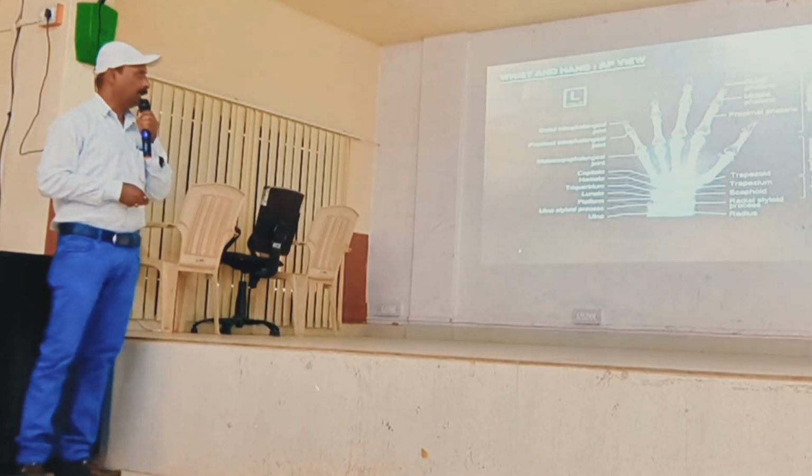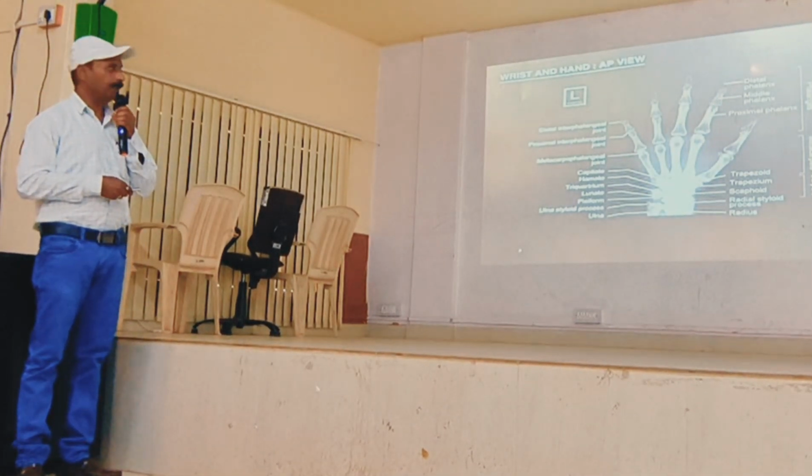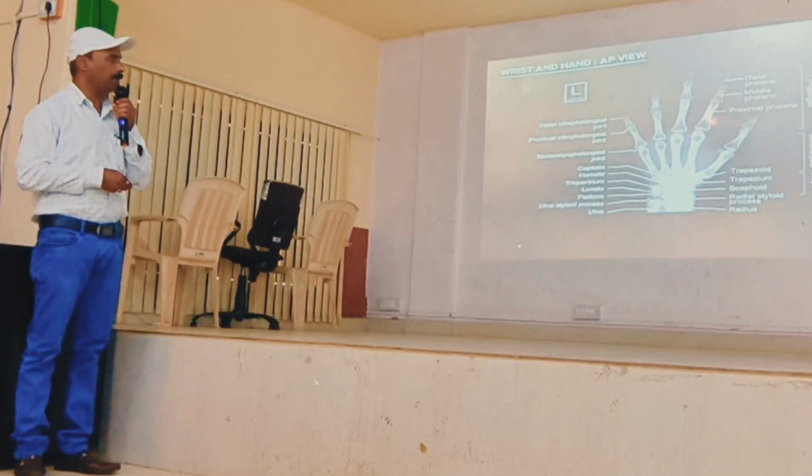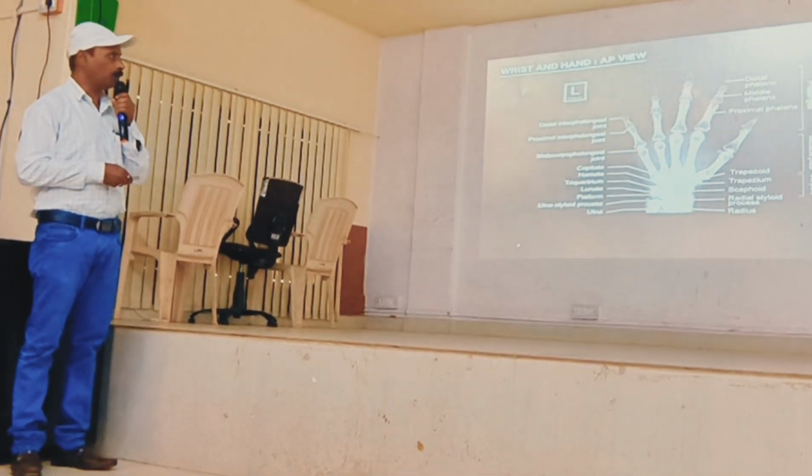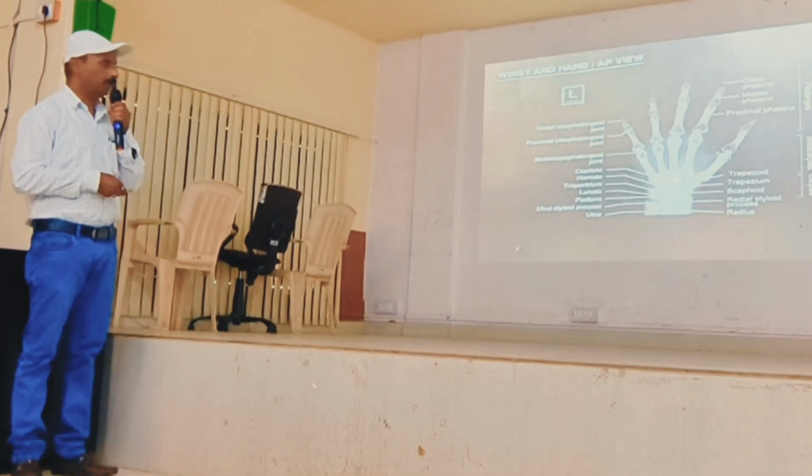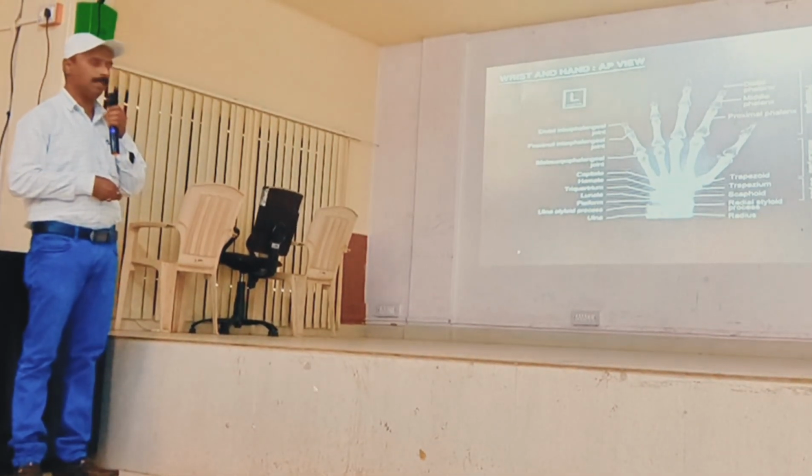So we highlight the metacarpals and phalanges. In the phalanges, you have to see the distal, middle, and proximal phalanges. That you have to concentrate on, along with all the 8 carpal bones and the lower ends of the radius and ulna.